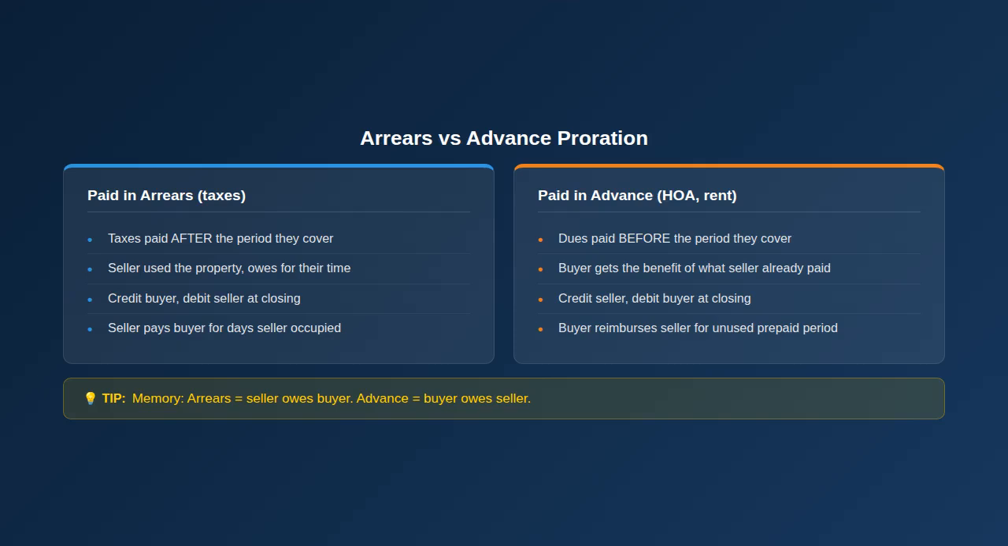Question 1 of 3. Annual property taxes are $6,000. The property closes on March 1st. Seller owes buyer a proration for January and February, 60 days. Using a 360-day year, what does the seller owe?